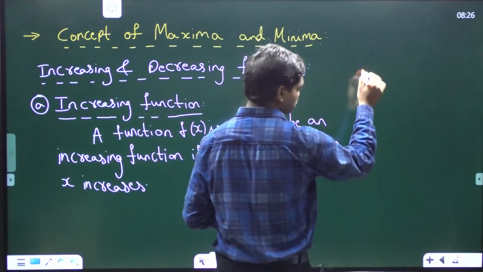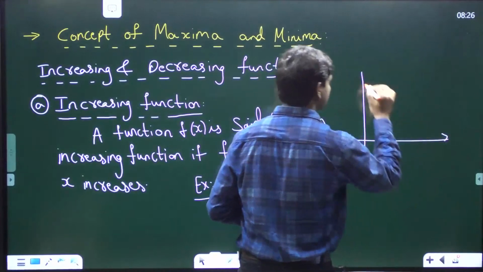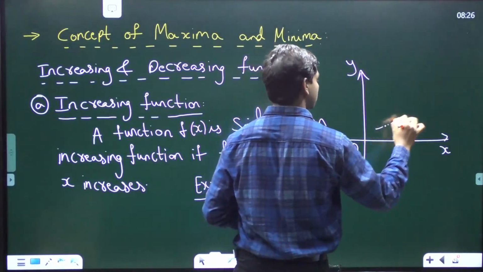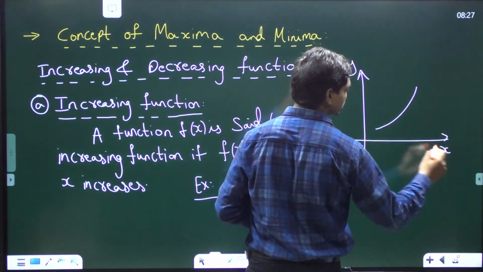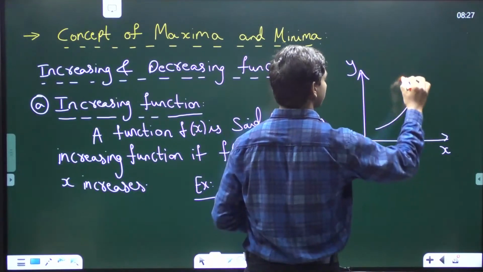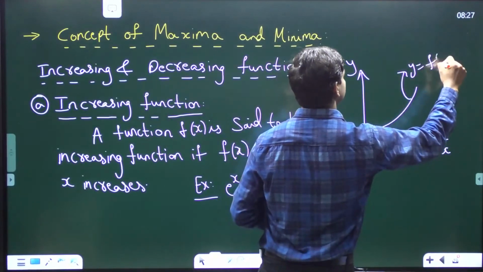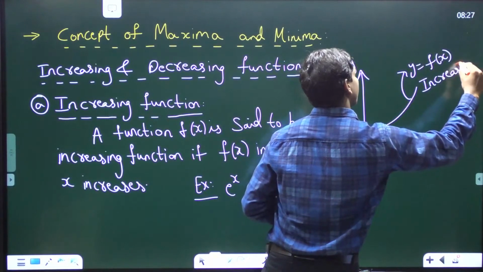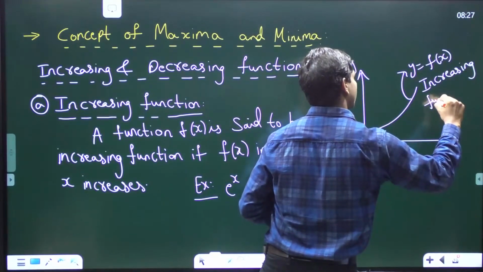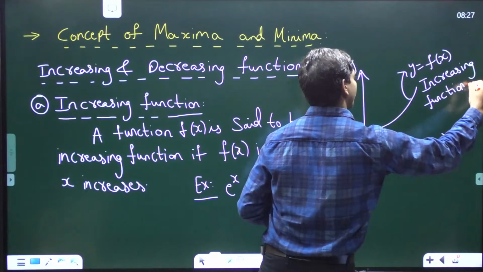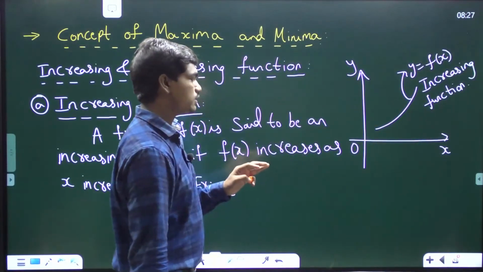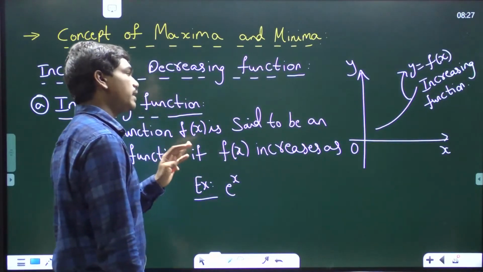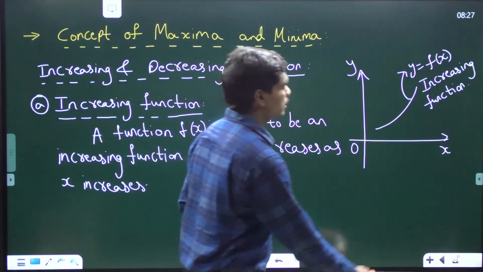Like if you see a function like this, with axes 0, x, y, you can see here as x is increasing, y is also increasing. So basically this is your y is equal to f of x, and it's an example of an increasing function. Okay, so basically this is the thing. Monotonic we'll discuss later in a moment. So Rahul, for the time being, please concern yourself with the increasing function.